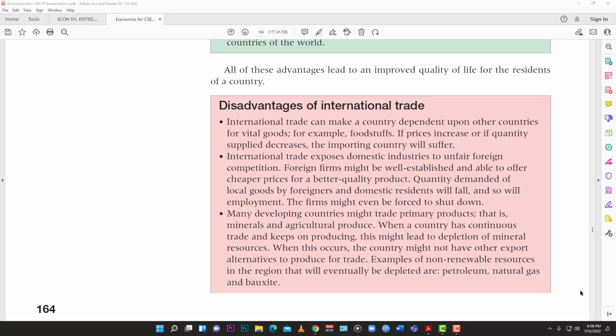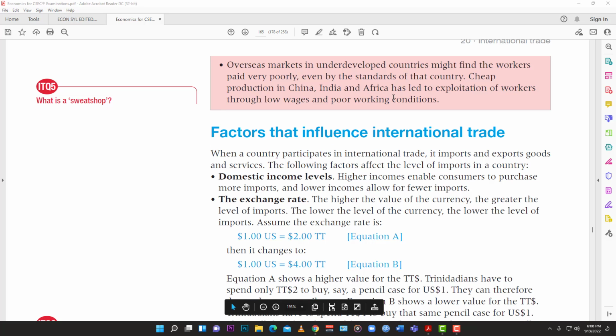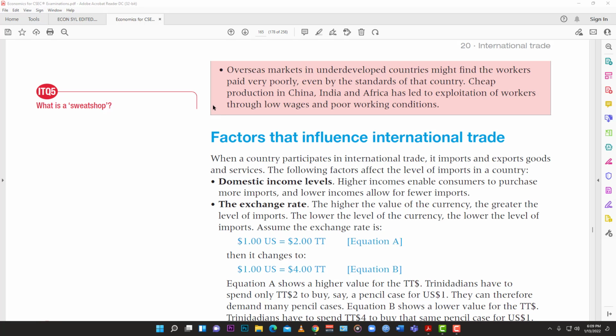And the last one I have here, overseas markets. Overseas markets in underdeveloped countries might find the workers paid very poorly, even by the standards of the country. Cheap production in China, India, Africa has led to the exploitation of workers through low wages and poor working conditions.